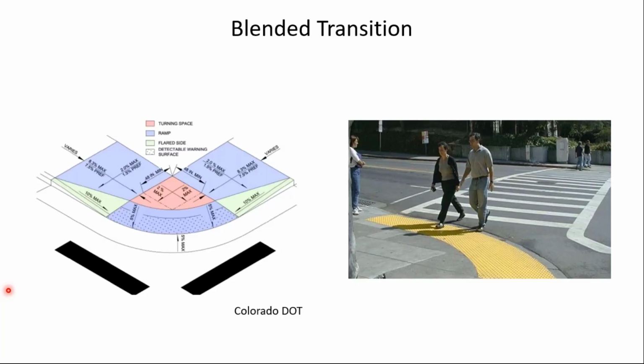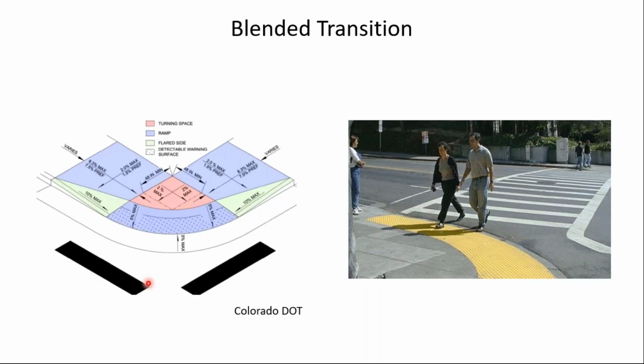The third type of sidewalk to street transition is the blended transition, which you see schematic on the left, photograph on the right. I talked earlier about how the curb is missing around the entire corner, and so we need a detectable warning surface everywhere the curb is missing. And remember also, the maximum grade of a blended transition is 5%.